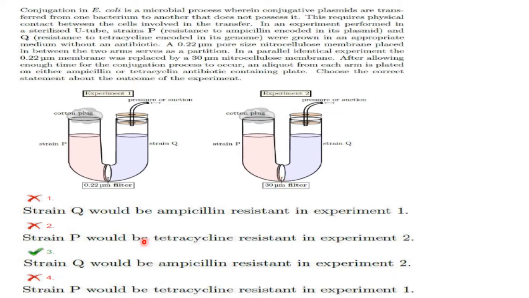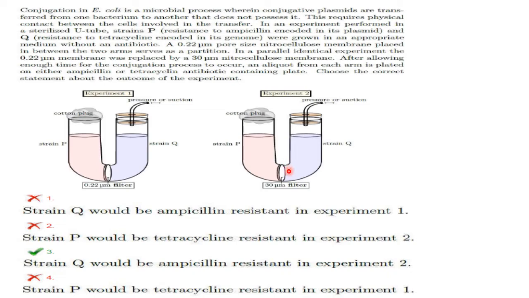So first one, strain Q would be ampicillin resistant in experiment 1. No. Why? Because the 0.22 micron filter doesn't allow physical contact between the two bacteria. Then strain P would be tetracycline resistant in experiment 2. Conjugation is for transfer. They have told in the question that it is meant for transfer of the plasmids, not for genomic DNA. So tetracycline resistant gene is present in the genomic DNA. So strain P can become tetracycline resistant in experiment 2. Then strain Q would be ampicillin resistant in experiment 2.